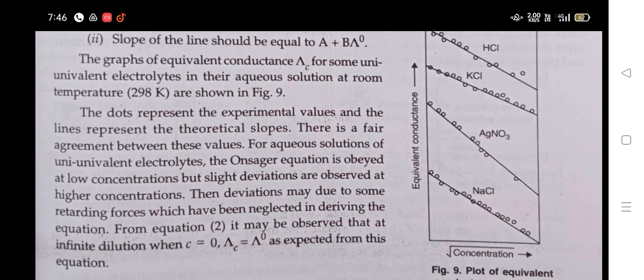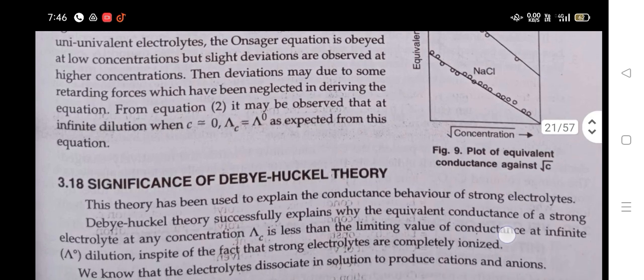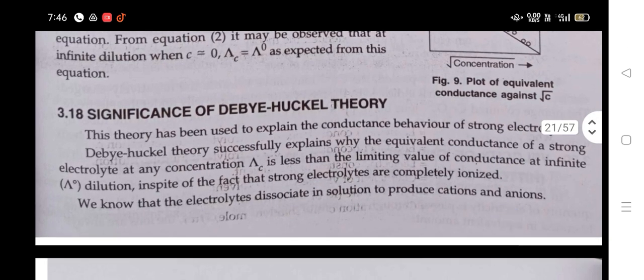There is a fair agreement between these values for aqueous solutions of univalent electrolytes. The Onsager equation is obeyed at low concentration, but slight deviations are observed at higher concentration. These deviations may be due to some retarding forces which have been neglected in deriving the equation. From the equation, it may be observed that at infinite dilution, when c is equal to 0, lambda_c is equal to lambda_0, as expected from the equation.